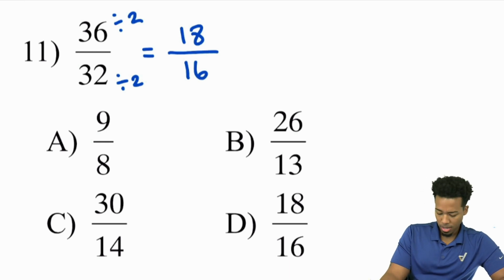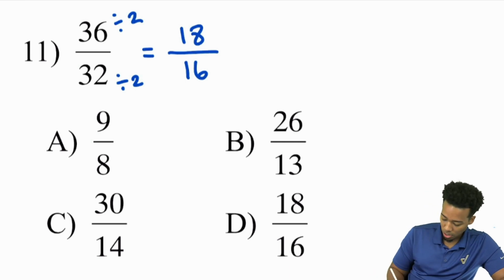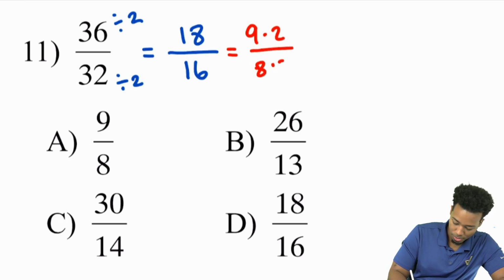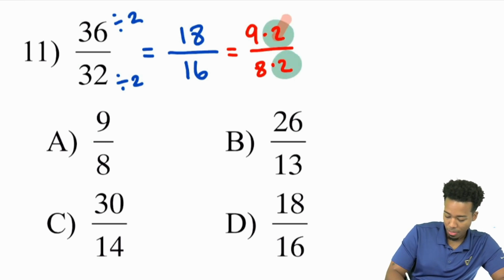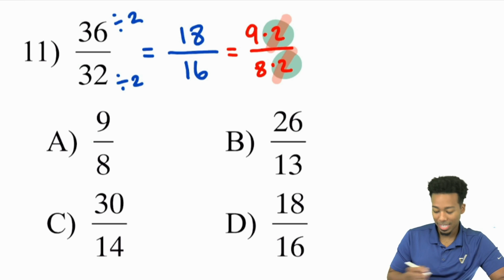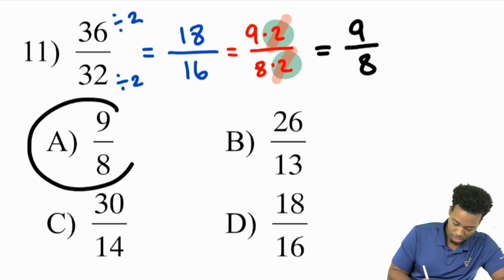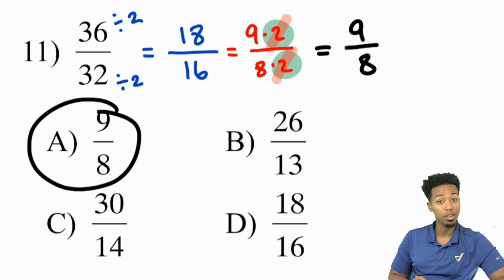Up next, what I see here is 18/16. Can we keep simplifying this? Yeah, we can. Because what I know is that 18 is the same as 9 times 2, and 16 is going to be 8 times 2. And what I notice is that we have a 2 up top and a 2 on bottom, and those are going to cancel out, leaving me with 9/8. That's why A is the answer for number 11.